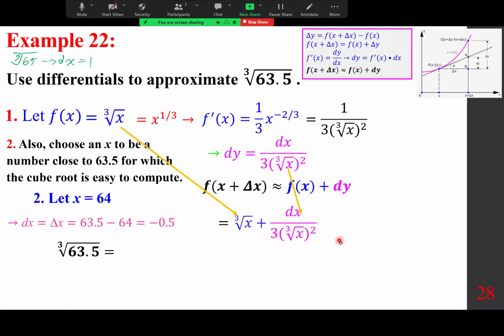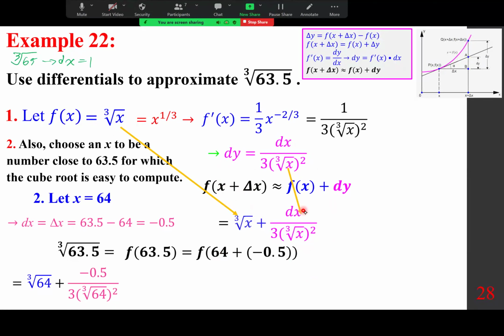You want the cube root of 63.5. That means you want f of 63.5. That means x is 64, delta x is negative 0.5. So in this equation, replace the x with 64 and dx, or delta x, with negative 0.5. The cube root of 64 is obviously 4. This is 4, squared is 16, times 3 makes it 48. I'm going to change the numerator to 1/2. So you notice this complex fraction is 1/2 times 1/48, or 1/96.